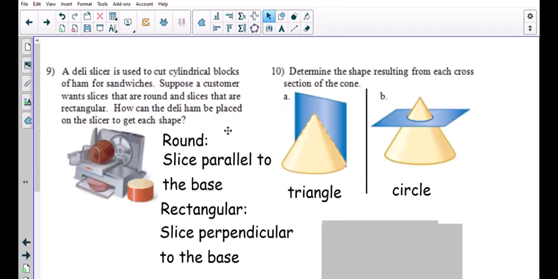I do want to mention, I'm actually going to point out 10A here. Sorry, I was getting distracted. I can hear my kids upstairs.